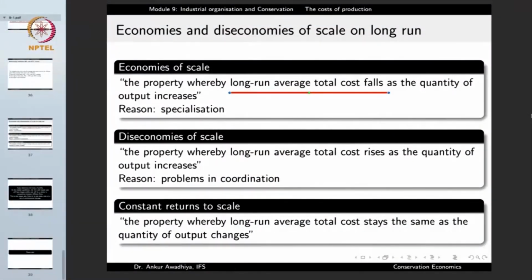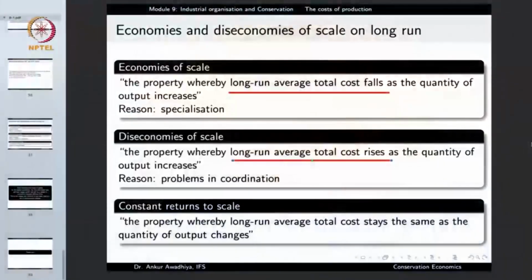Diseconomies of scale is the property whereby the long run average total cost rises as the quantity of output increases because of problems in coordination. And constant returns to scale is the property whereby the long run average total cost stays the same as the quantity of output changes. So what we are saying here is that in the case of certain firms which show economies of scale, with more production, more and more specialization is brought in, which increases efficiency, because of which the average cost further reduces. So the larger the firm, the lesser the average cost.